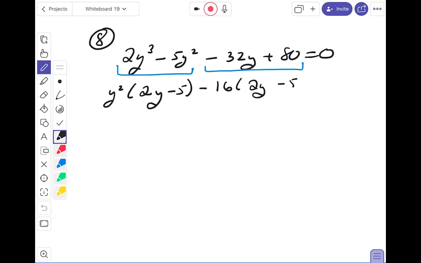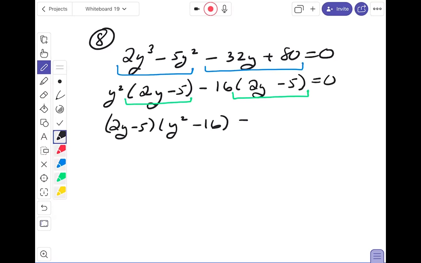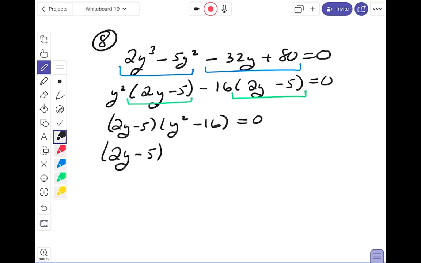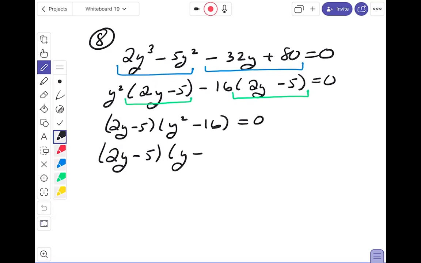2y minus 5. Now I have 2 terms, and what's nice about those 2 terms, they have something in common. They have a factor in common. That factor they have in common is 2y minus 5. What's left over? y squared minus 16 equals 0. I'm going to continue to factor it. y squared minus 16 is the difference of perfect squares, but you could also do it by trial and error. y plus 4, y minus 4.